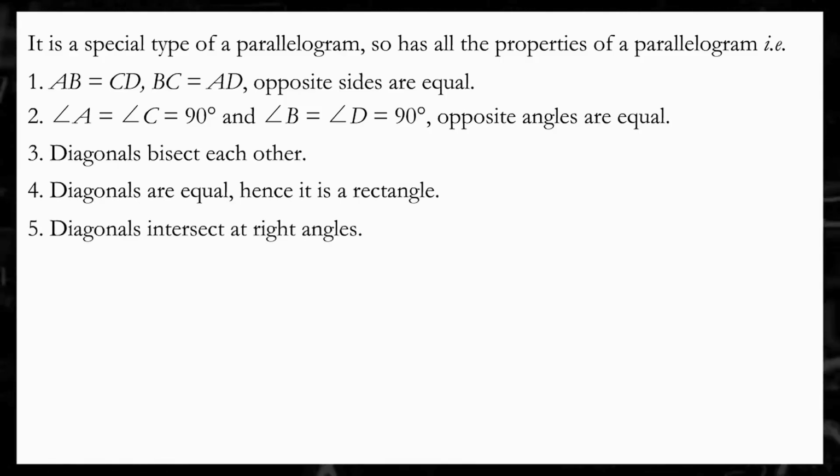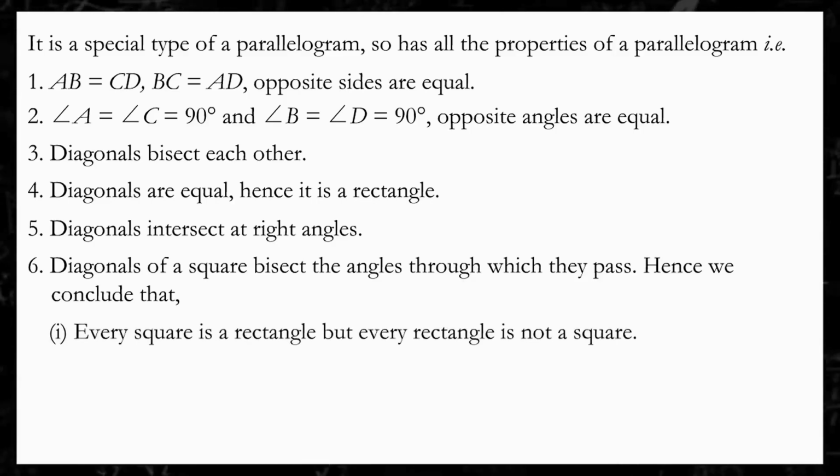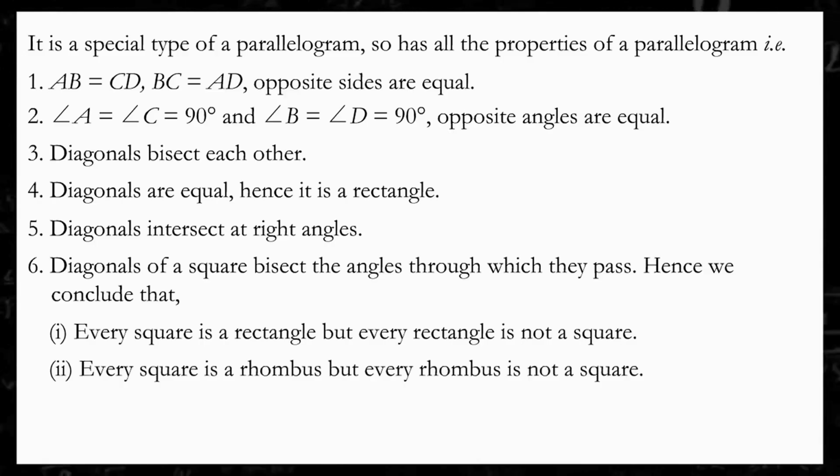Diagonals intersect at right angles. Diagonals of a square bisect the angles through which they pass. Hence we conclude that every square is a rectangle, but every rectangle is not a square. Every square is a rhombus, but every rhombus is not a square.